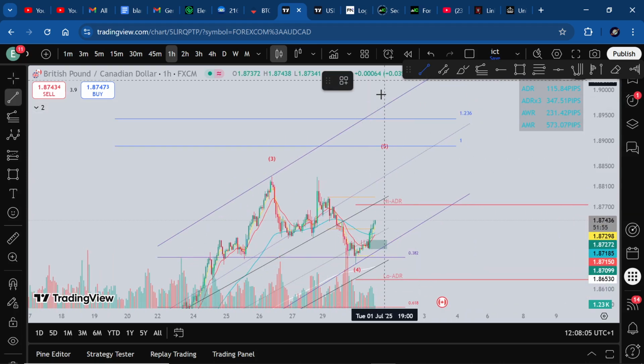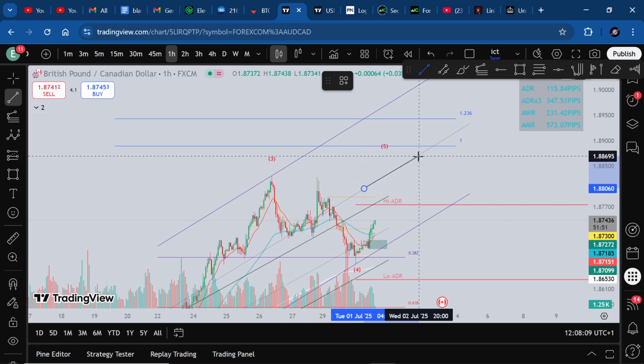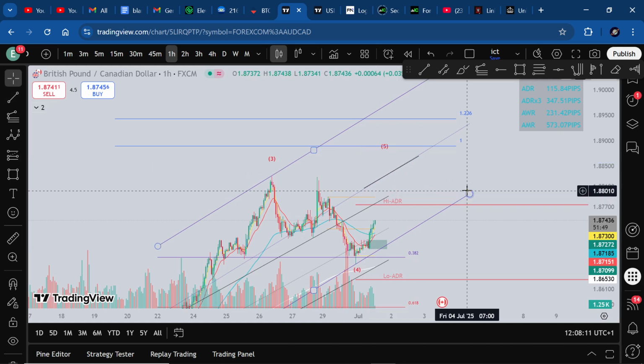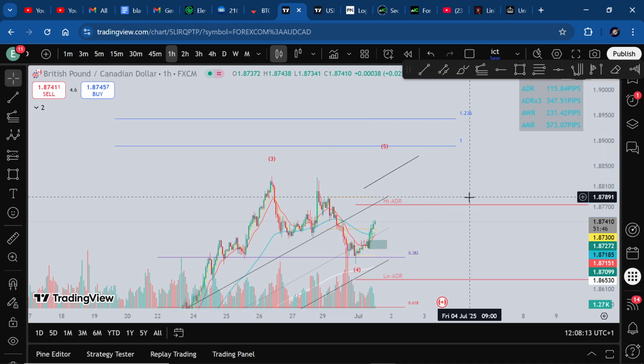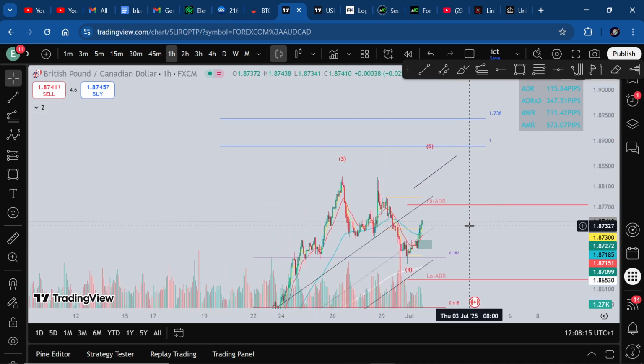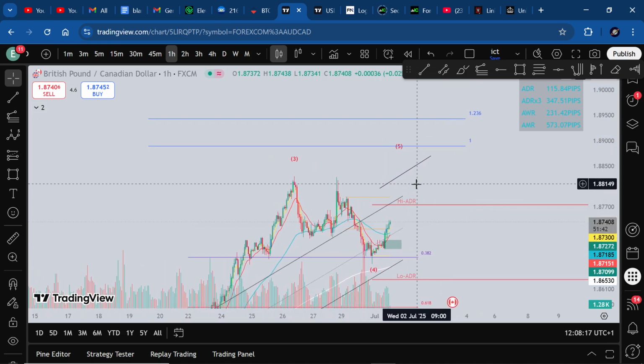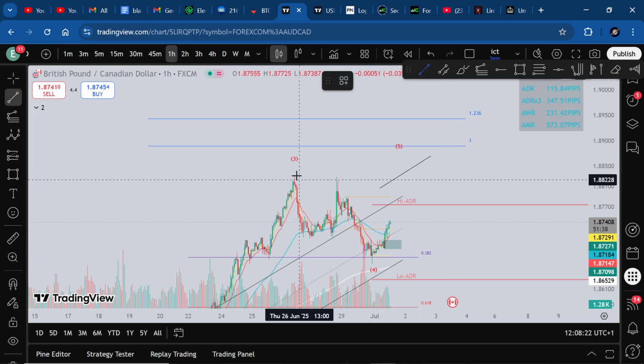Okay, and it could extend to the end of the channel. But that price is, and I anticipate price hitting this black line at least before I could say the fifth wave is over. Okay, we also have equal highs anyway.